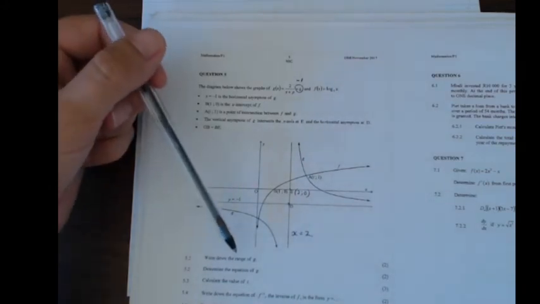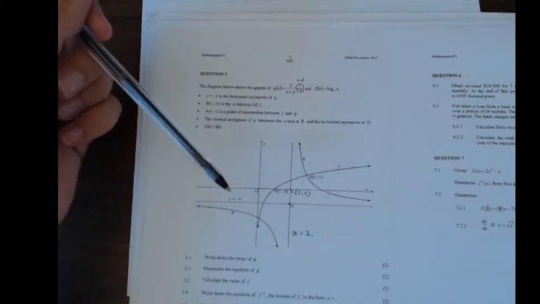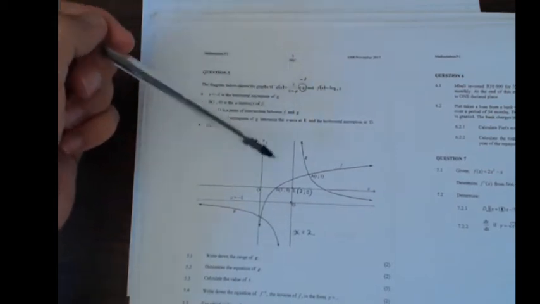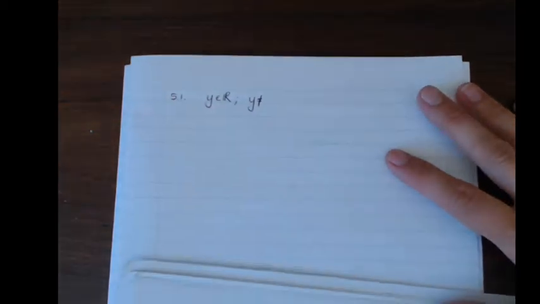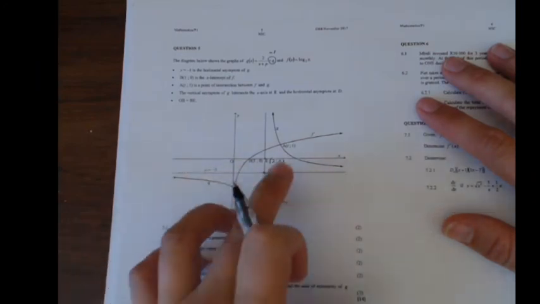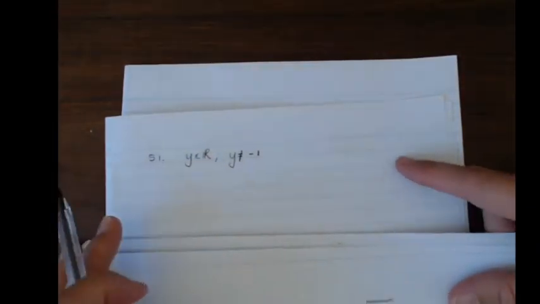5.1, write down the range of g. The range is all of the possible y values of g, which is the hyperbola. If you have watched the videos on functions already, then hopefully you know that the range is always y is anything, but you must exclude the horizontal asymptote, because y cannot go through -1 on a hyperbola, since there is an asymptote. The graph will not exist at -1, but anything else, yes, that's fine.